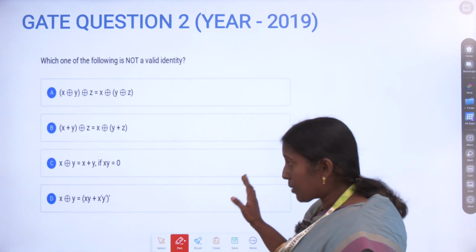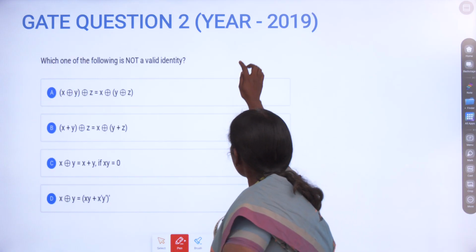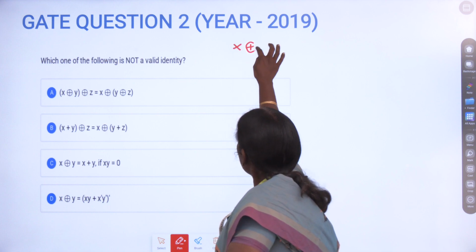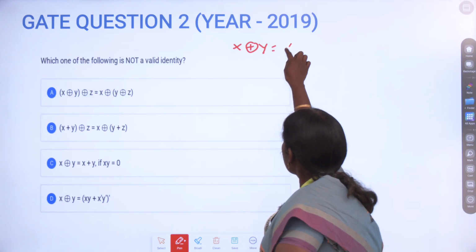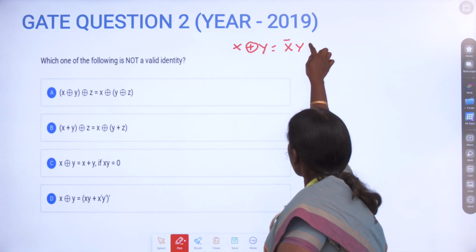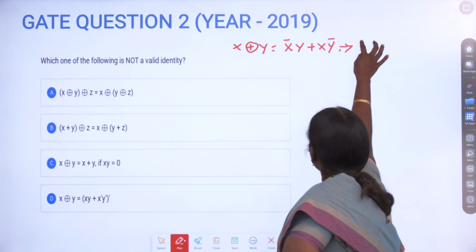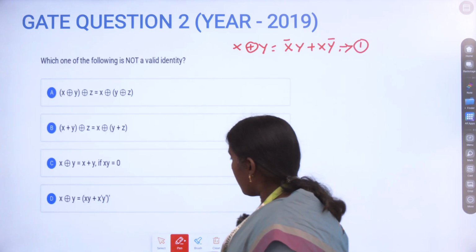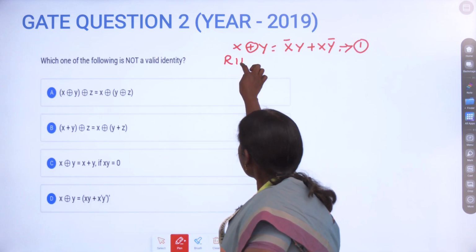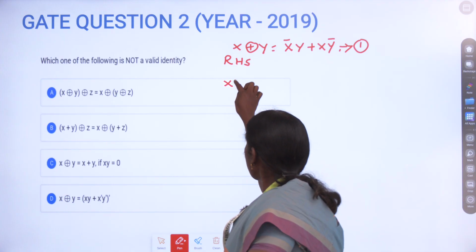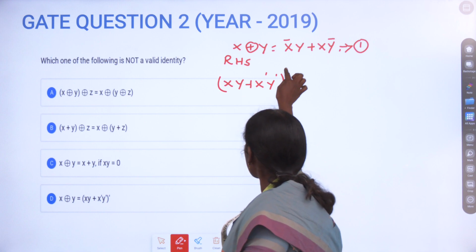Okay, let us expand the equation. Let me take the LHS. In LHS, what is given is x XOR y. So we know the XOR equation. So XOR equation is x bar y plus x y bar. Okay, let us have this as equation number 1. Okay, so let me take the RHS side. RHS, it is given as (xy plus x dash y dash) the whole dash.